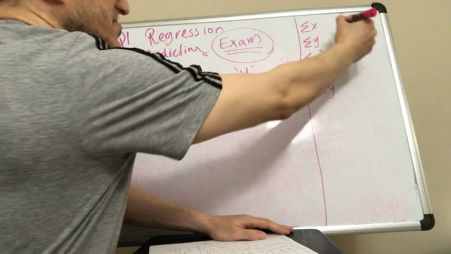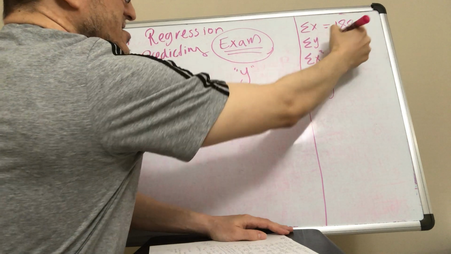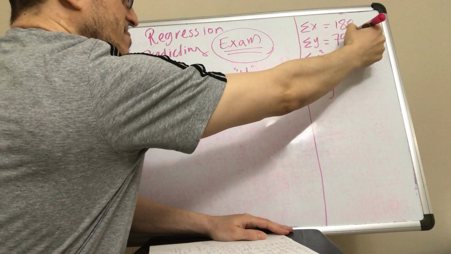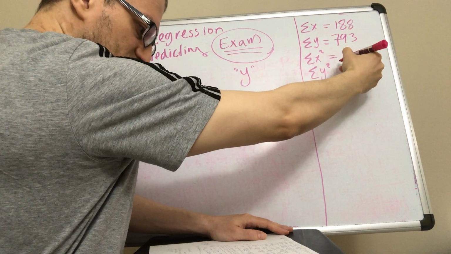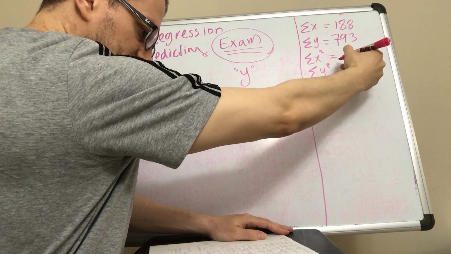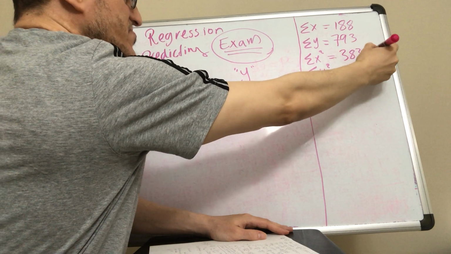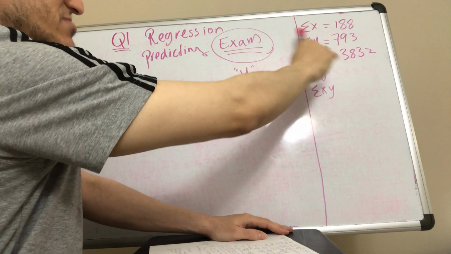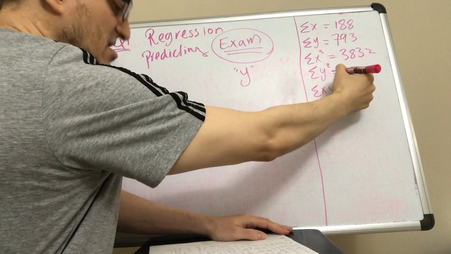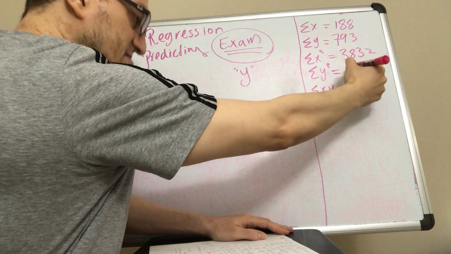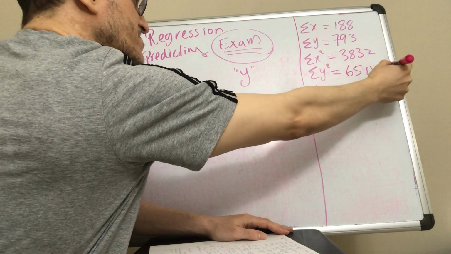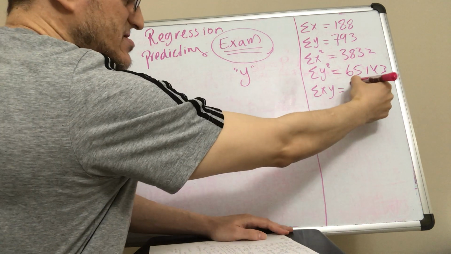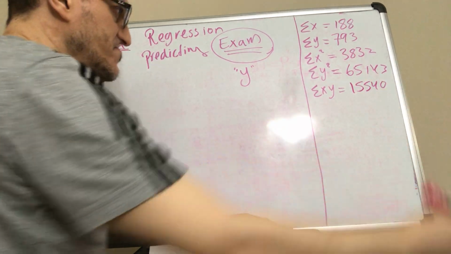So they give you the sum of x, 188. They give you the sum of y, 793. They give you the sum of x squared. That would be 3832. So x again is your hours, y would be your exam. So the sum of exam squared also given, and the sum of the multiplication of the two also given, 15540.